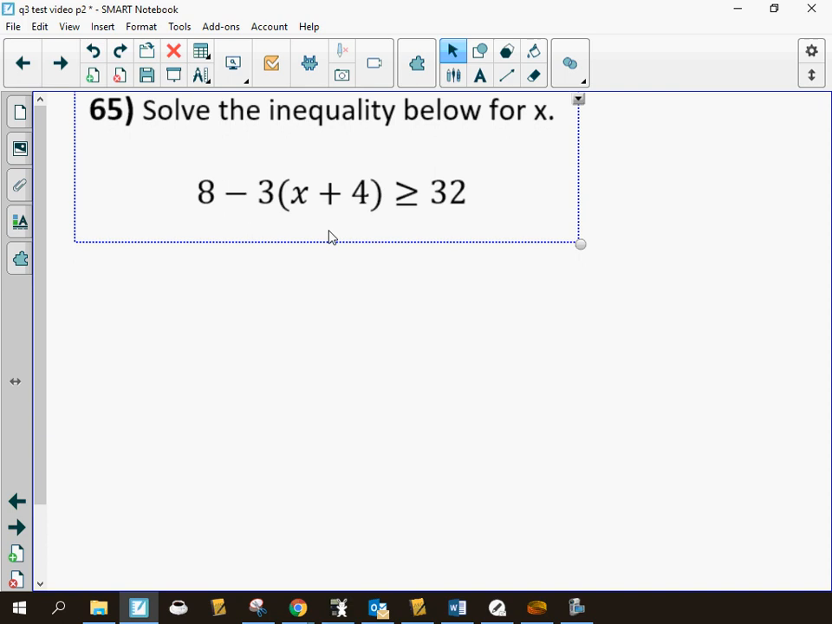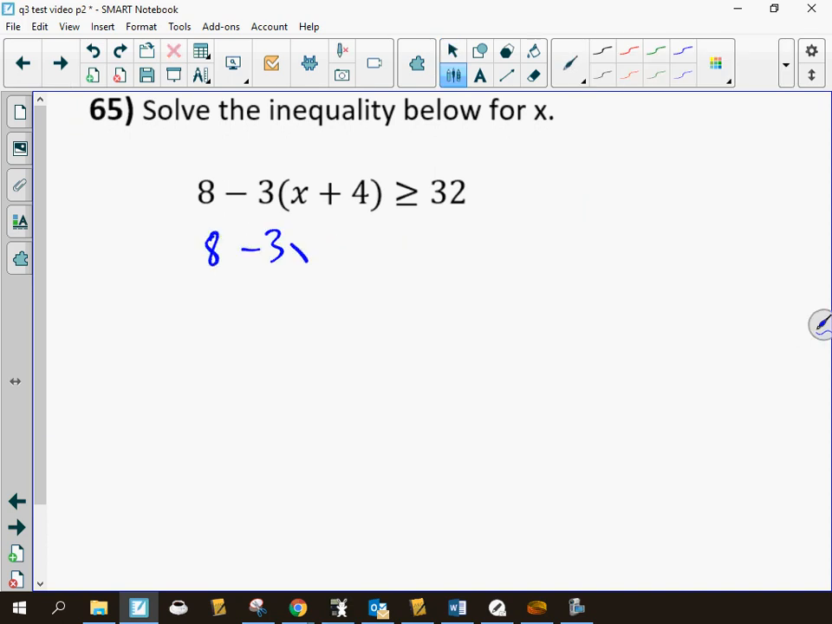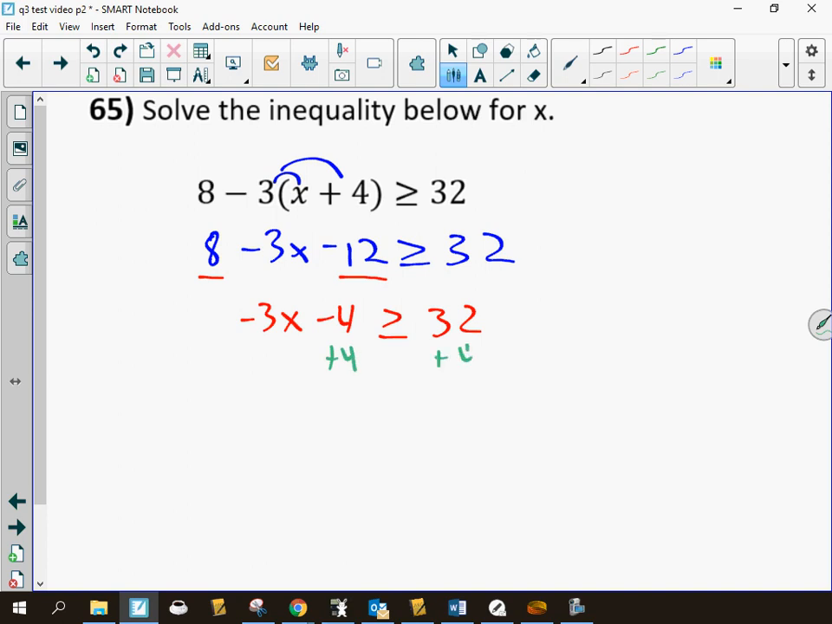All right, solve the inequality. So solving an inequality is exactly like solving an equation with one distinction. We're going to see that distinction in a second. So we'll combine like terms here. First we distribute, then we combine like terms. So this will be -3x minus 4, because 8 minus 12 is -4, is greater than 32. Then I'll add 4 to both sides, and I'll get -3x is greater than or equal to 36.